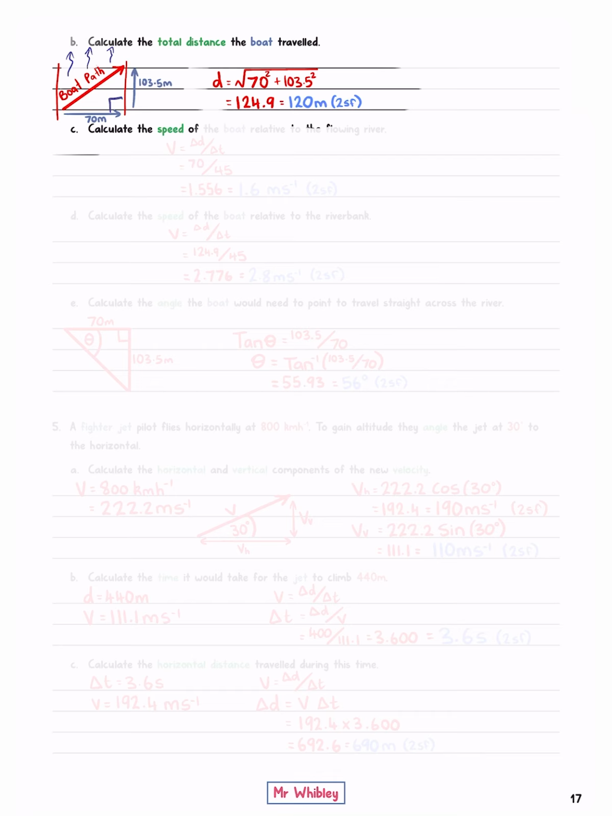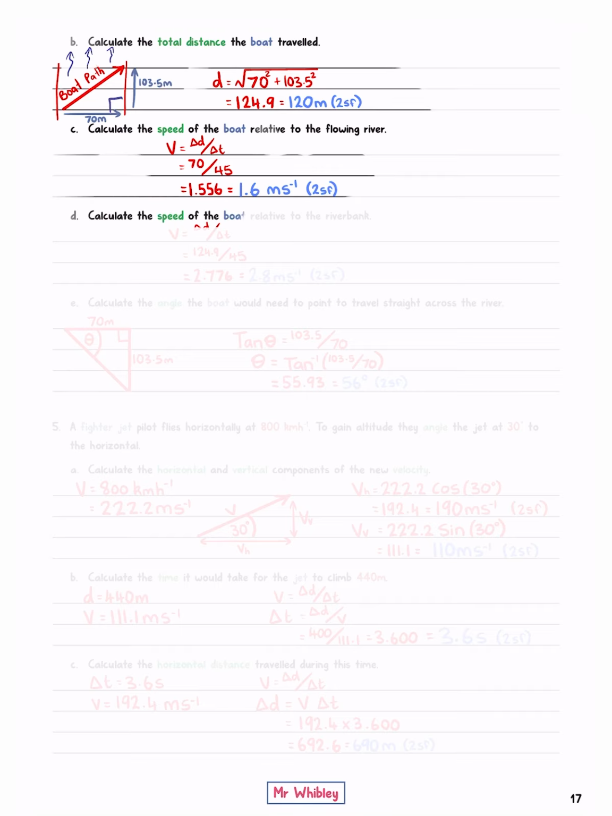Calculate the speed of the boat relative to the flowing river. Or in other words, ignoring the velocity of the river, what is the speed of the boat? Using our velocity equals distance over time, the boat is traveling 70 meters relative to the flowing river in a time of 45 seconds. This gives me 1.556, or 1.6 meters per second to two significant figures.